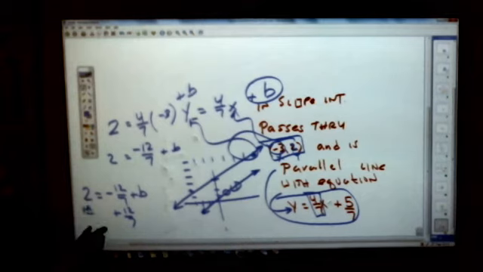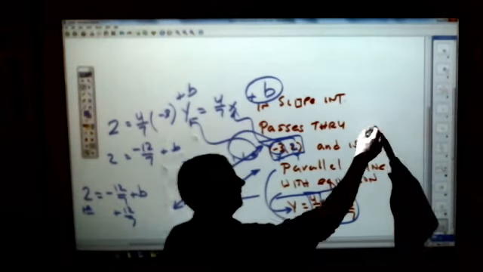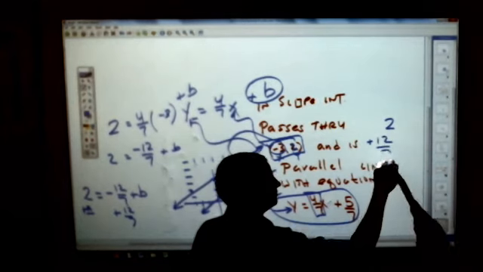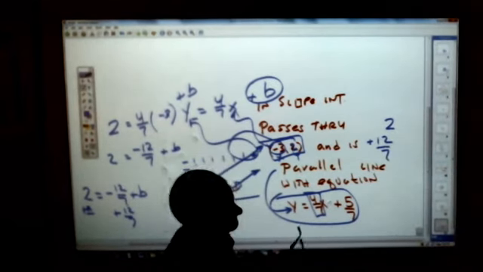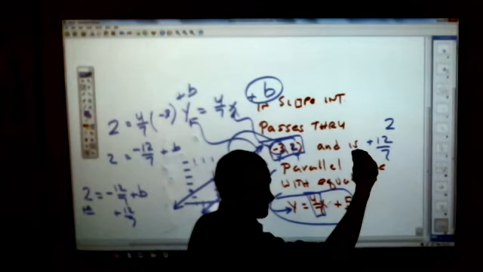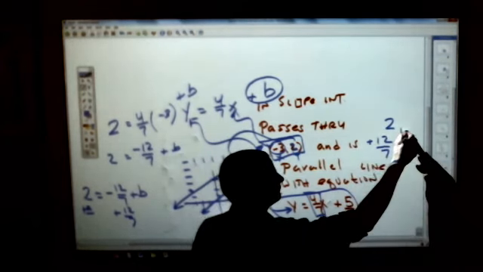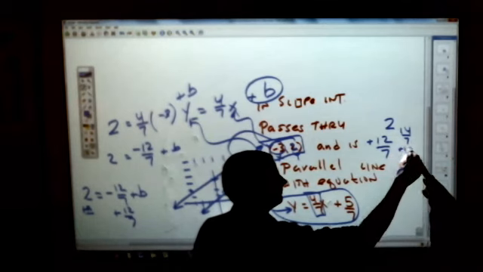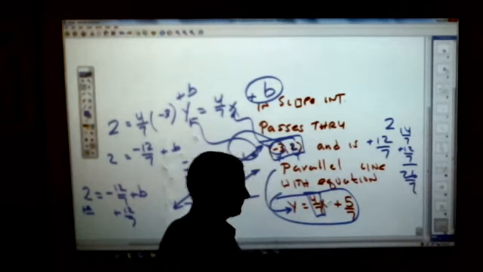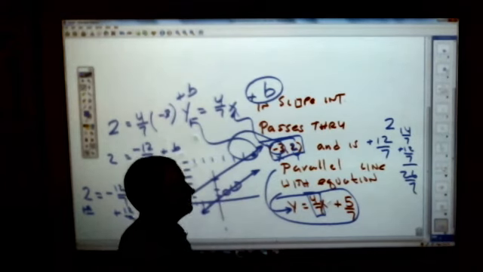No. I have to make it add. 12/7 to 2. 2 is how many 7s? Somebody. How many 7s is 2? Thank you. 14/7 plus 12/7 is 26/7. And there is your b.